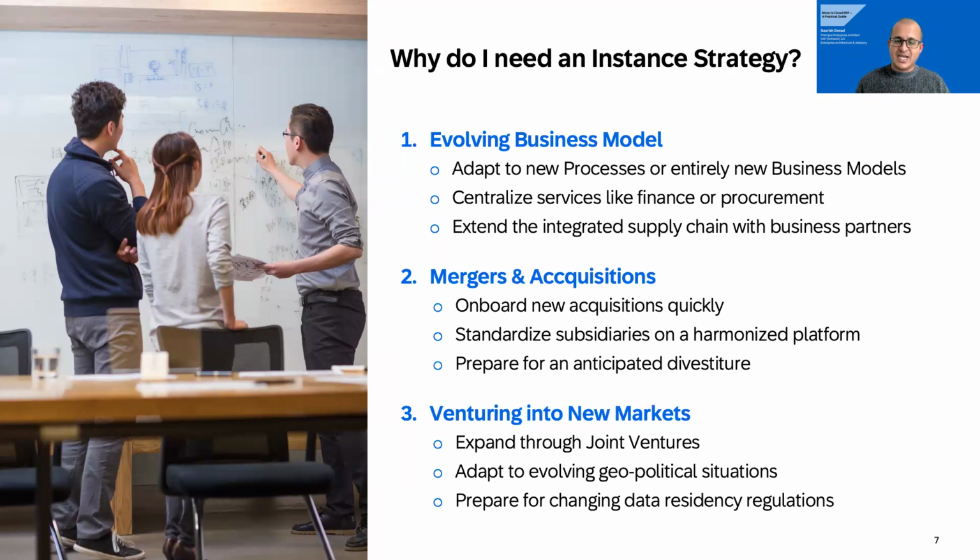They are extending their supply chain with an ecosystem of business partners across the globe. We are also seeing lots of mergers and acquisitions happening. So companies want to be able to acquire companies and integrate them very quickly and onboard them onto their business organization. They want to standardize across subsidiaries the processes that they follow, and eventually maybe prepare for anticipated divestiture as well. So if they want to spin off a part of the company, in order to divest it, they could also look at an instance strategy of how they can do that from an SAP systems point of view.